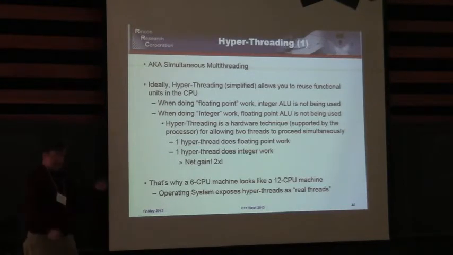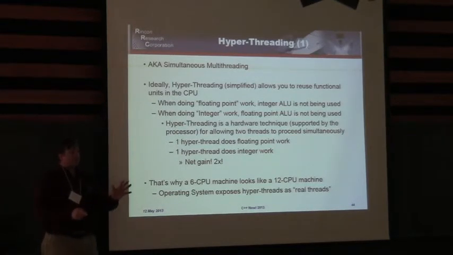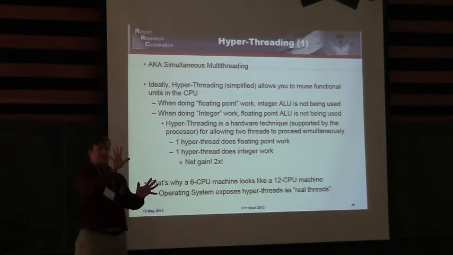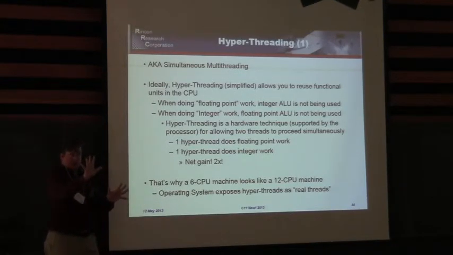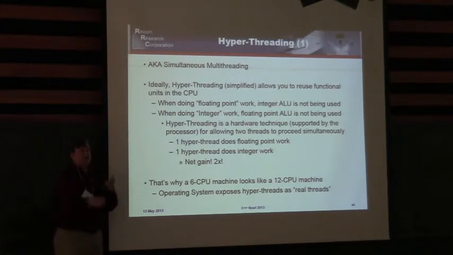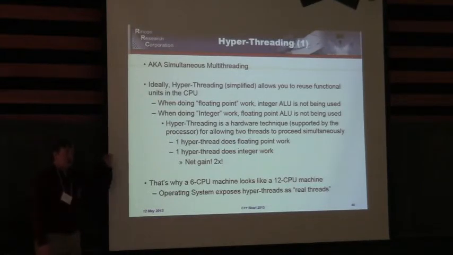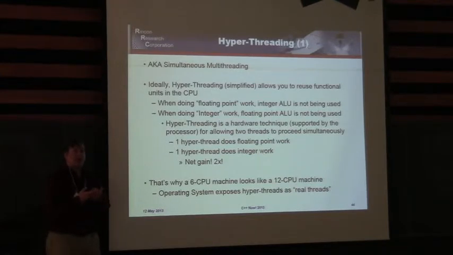So the idea behind hyperthreading is, what if we allow 2 threads through the processor at the same time? One that does integer work can actually go at the same time as the thread that does floating point work. Ideally, this would give us a net gain of 2x because we could have 2 threads executing in parallel. I want to make it clear, this is a hardware-supported thing. The processor gives you the abstraction to support hyperthreading. Okay?